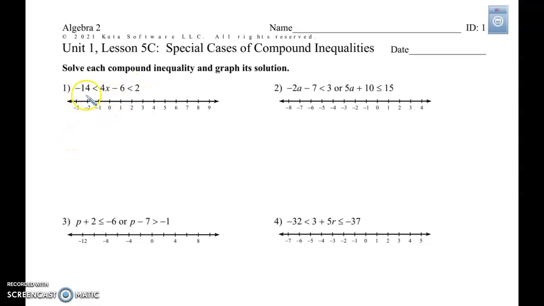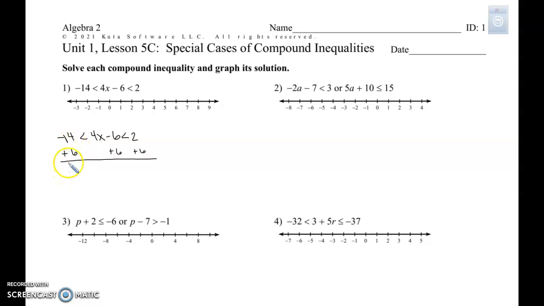Okay, so here is a compound inequality. You have negative 14 is less than 4x minus 6, and it's less than 2. With it being a compound inequality, this technically is an and because of the way it's written. You've got your x in the middle. It also doesn't have an or in the problem, so that's how you can tell the difference. Remember, when you're solving these, you're going to add 6 to the beginning, the middle, and the end.